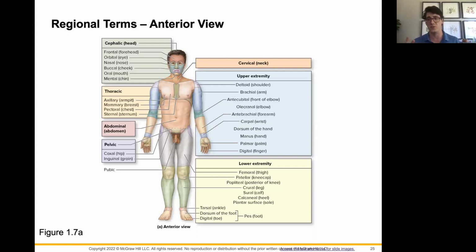Now, some of these do have Greek or Latin roots. So if any of you have taken Latin or Greek or something like that, then you'll probably recognize some of these terms. If you speak Spanish, you probably recognize a few of these terms as well. Manus is one of these that is based in Latin. So you can see manus and hand pretty simply. So spend some time with these. The terminology here is incredibly important.